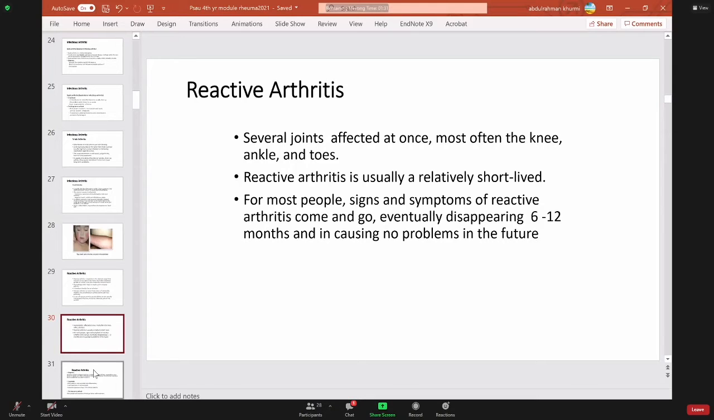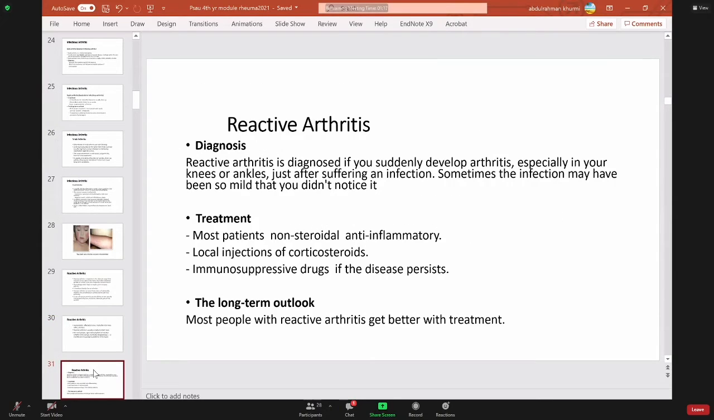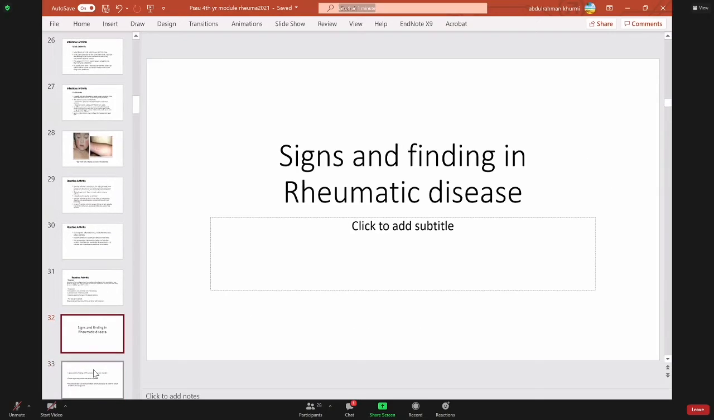It might affect several joints and is usually short-lived, but some patients might have long-term arthritis. It might last less than 6 to 12 months, but some people have it for longer. Not common, but some of them have it. It is diagnosed based on the systemic illness, the joint aspiration, and the clinical manifestations. The treatment usually is non-steroidal drugs and local injections, but if patients have resistant arthritis, then you might need to add immunosuppressive treatment. And most of them get better.